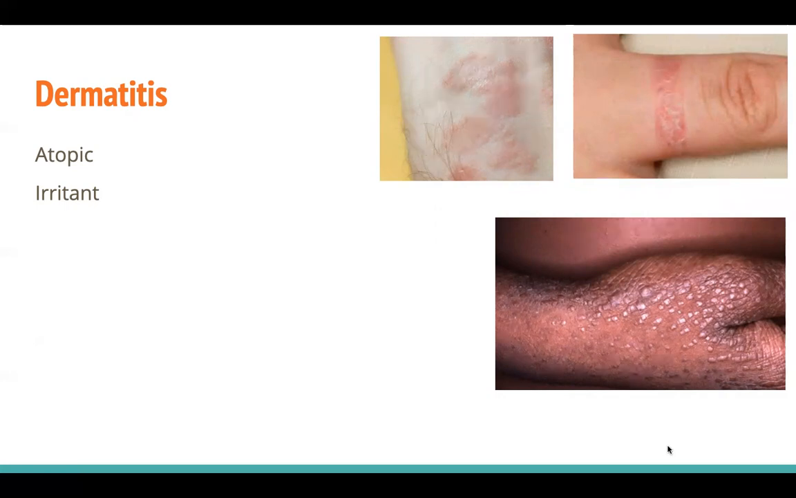Often it's on the wrists and on the hands, which are in contact. So this is often what it looks like. And you've got contact dermatitis from things like nickel. So this is a nice example of a patient wearing a nickel ring.